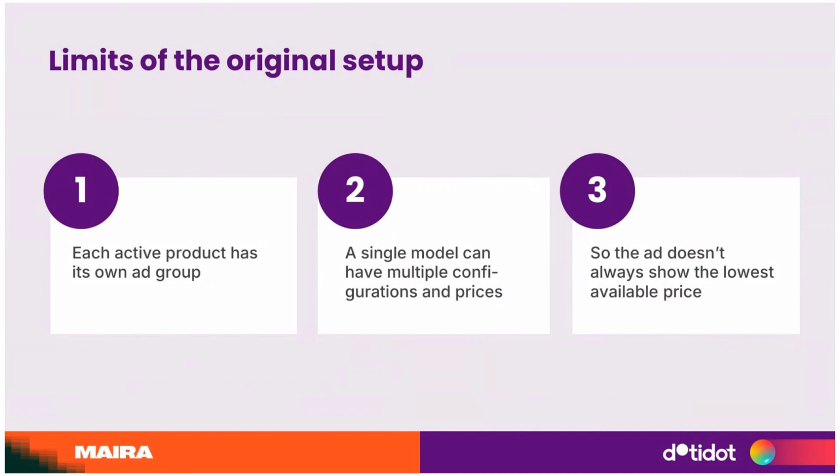First, each active product had its own ad group. Imagine managing thousands of separate ad groups. That's a lot of work and makes optimization very difficult. Second, a single model can have multiple configurations and prices. For example, one laptop model might come with different memory sizes or storage options, each with a different price. And third, because of the setup, the ad didn't always show the lowest available price. This means customers might see a higher price in the ad, even though a cheaper option exists, which could hurt click-through rates and conversions.